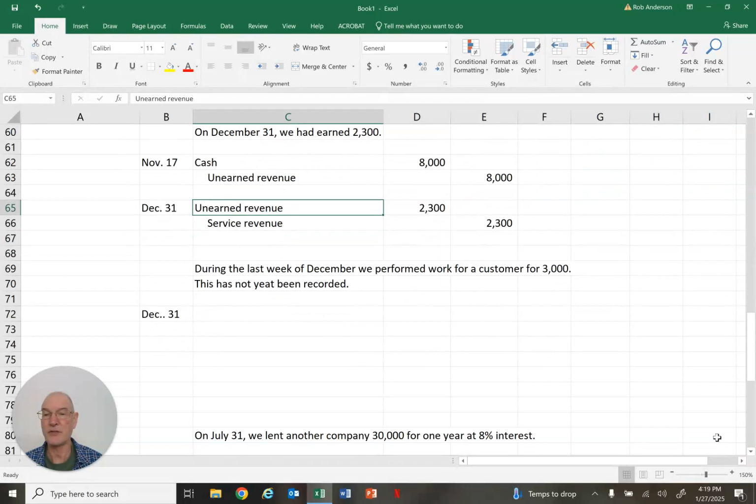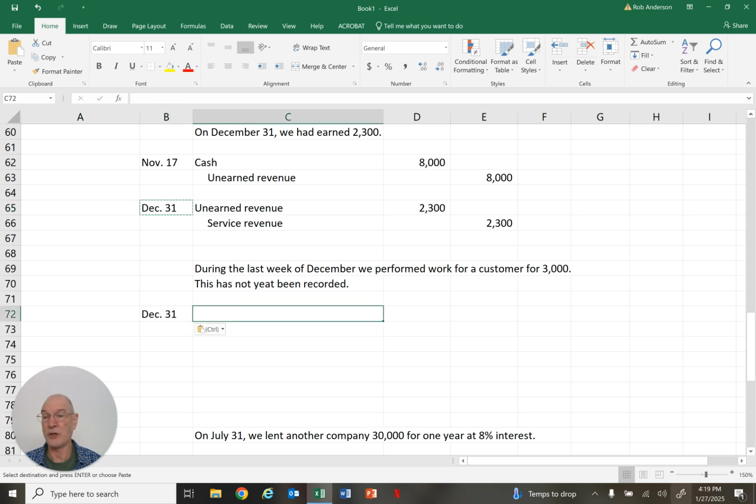Okay, now here's a very simple kind of adjusting entry. It's simply we did some work and we haven't recorded it yet. So maybe we're really busy. Maybe we did this work December 28 and we go, oh my gosh, I did work December 28. I better put it on this year's financial statements. So you're doing your books and you say, okay, I better do this. And we're just going to record the revenue.